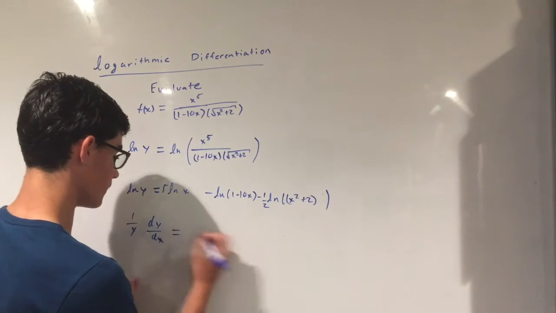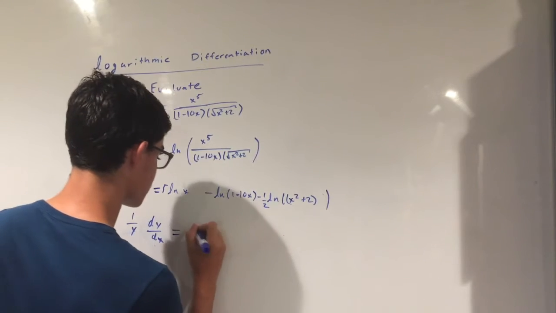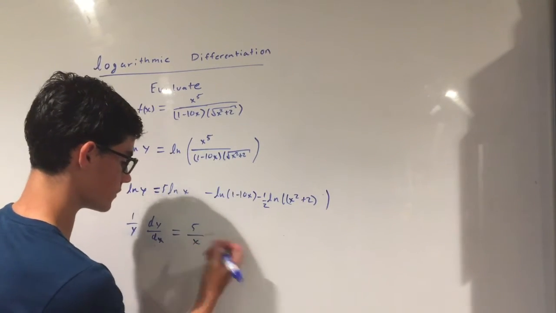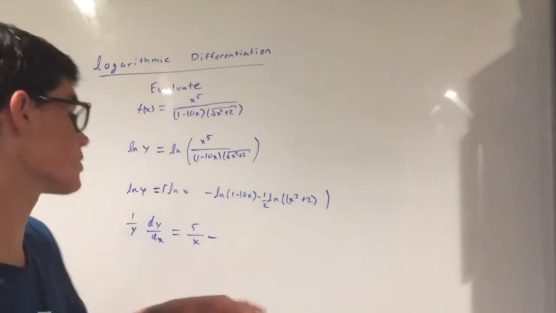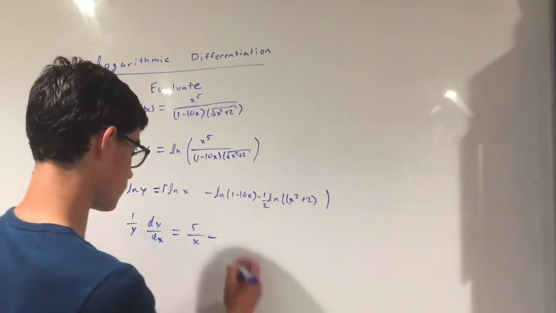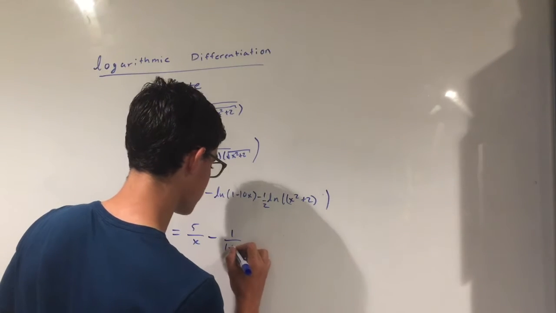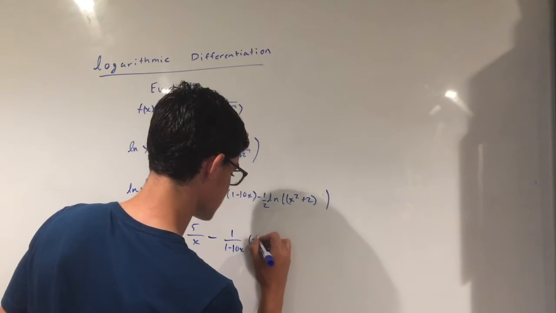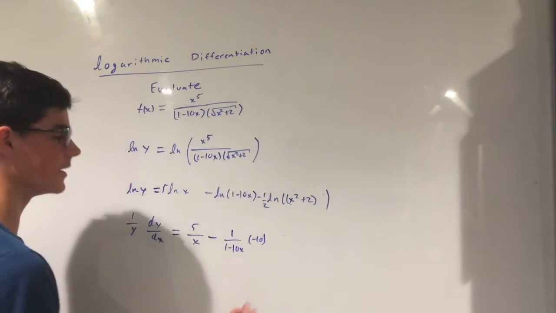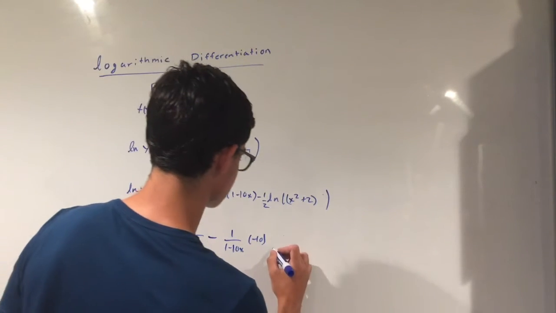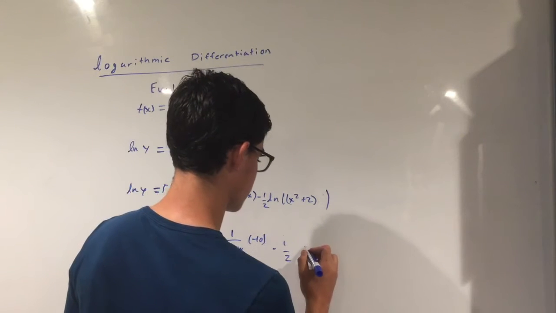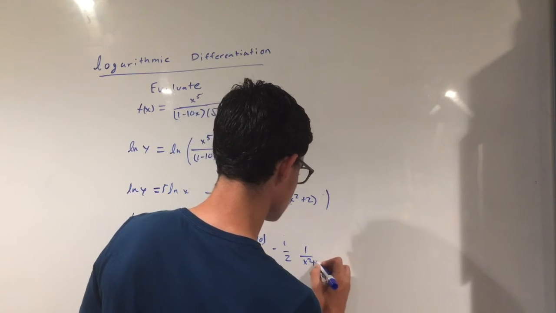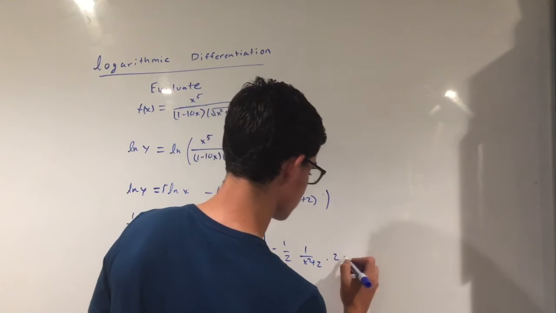So that's great. When you do this, we have 5 over x, because when we take the derivative of ln x, it's 1 over x, minus, here we actually have a chain rule because there's a negative 10x. So we do 1 over 1 minus 10x times the derivative, negative 10, minus 1 half, once more right here, 1 over x squared plus 2, we have a chain rule, times 2x.